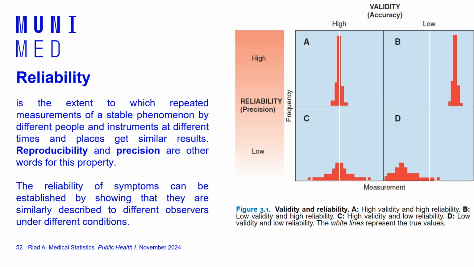On the other hand, in figure C, we can see high validity but low reliability. Why high validity? Because the average score corresponds to the true value. However, it's low reliability because the results are scattered over a huge range and they are extremely unpredictable. So these are the four possibilities and the four interactions between validity and reliability. Now let's see what error and bias are.